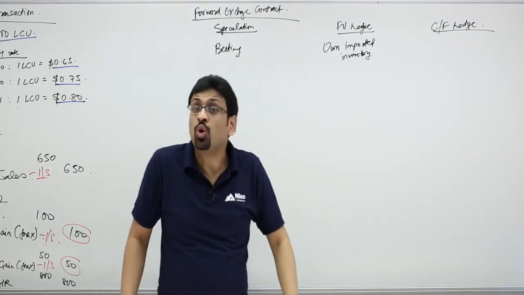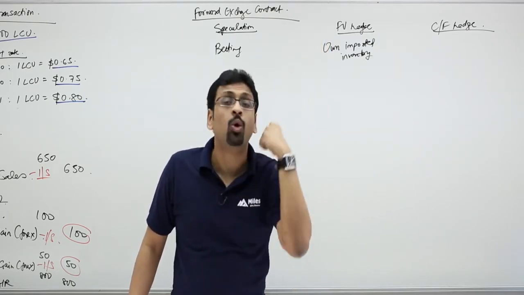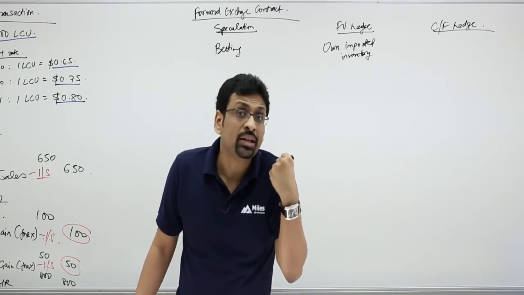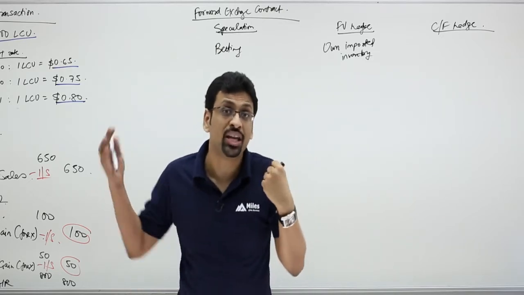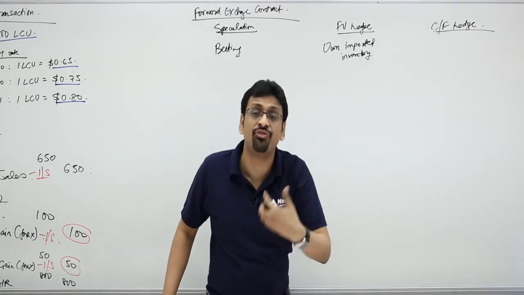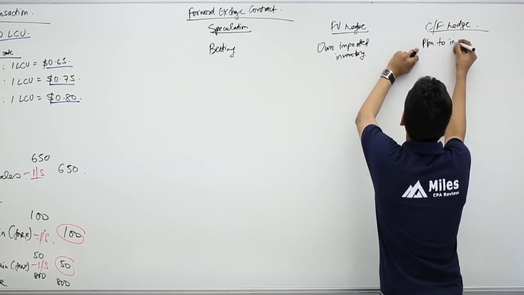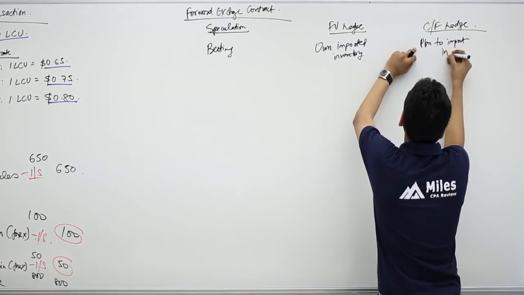But let's say you don't own any inventory yet. You plan to go out and import inventory. And you're worried that you might lose money because of the foreign exchange fluctuations. Want to enter into a hedge because of that. That's a cash flow hedge. Here you plan to import inventory.